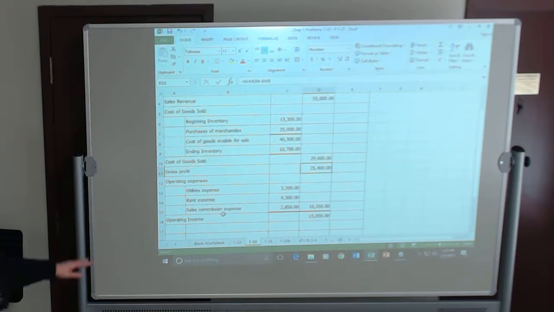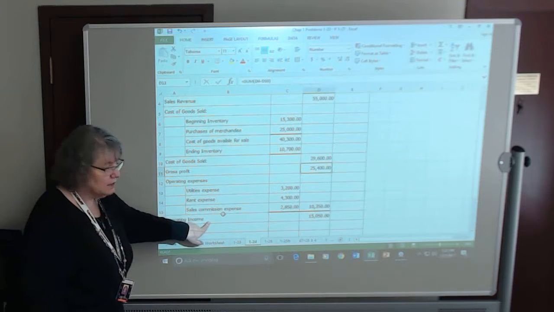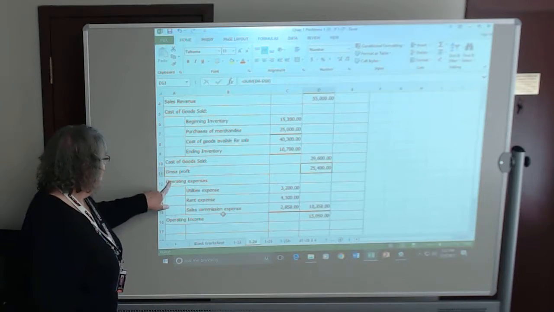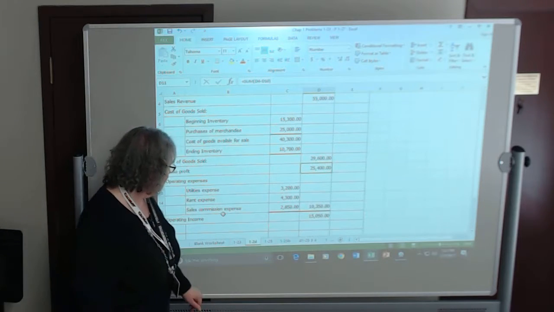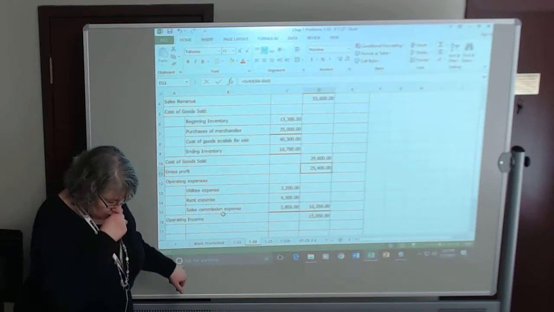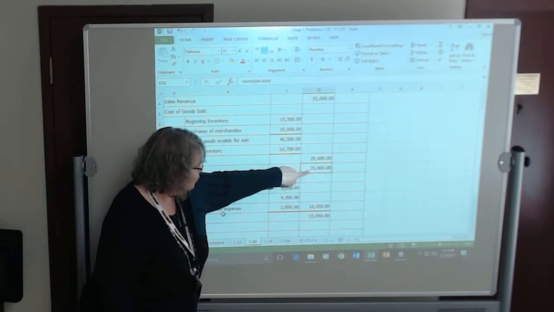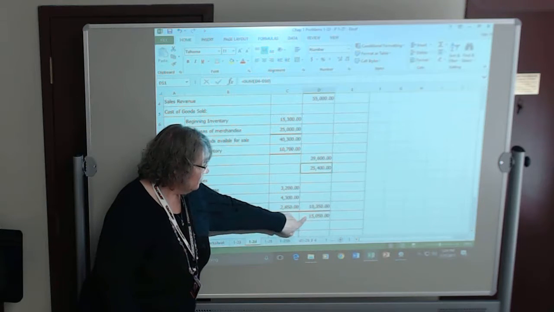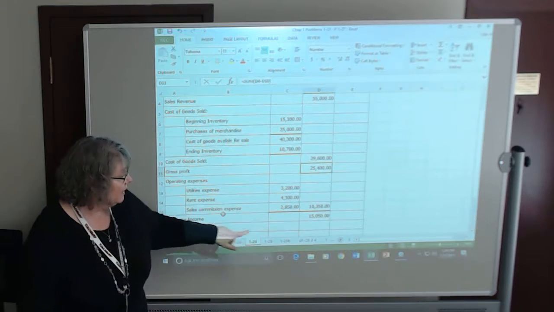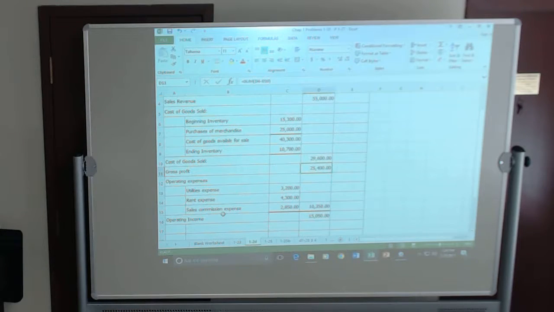And we didn't put another line in here that said total operating expense, but you can always do that. We just moved it over. This is the total operating expense. So we know the total gross profit was $25,400 and operating expense was $10,350. So that leaves him with an operating income of $15,050.